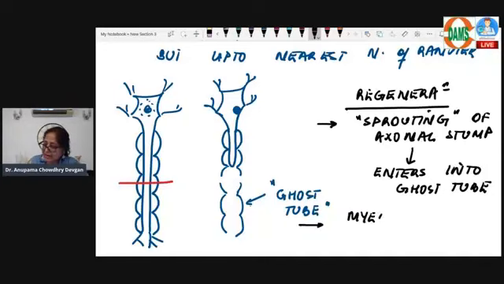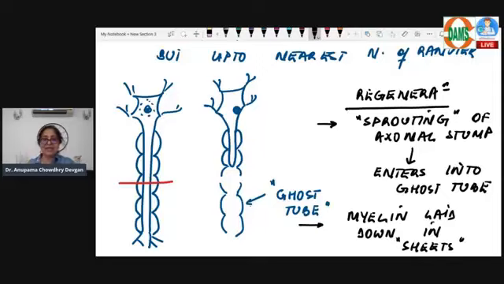Second thing which happens is myelin is laid down in sheets. Not that typical arrangement where the Schwann cell wrapped around the axon. That will not happen. Myelin is laid down in sheets by the neurilemma. Right? So when I say sprouting of the axonal stump, it sprouts like this, enters into the ghost tube, and the connection is re-established. Myelin is laid down in sheets.